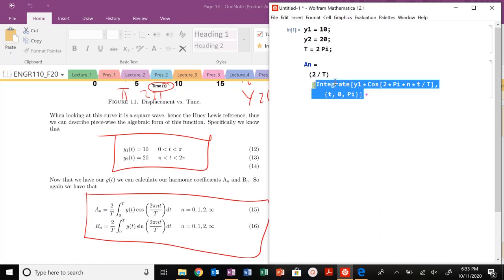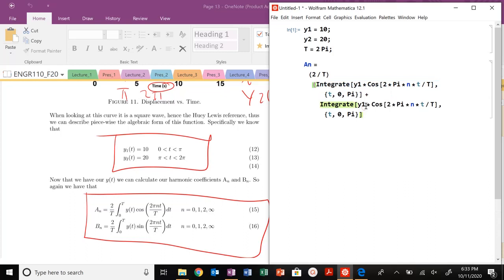Plus, I want the same thing. The only thing that's going to change is my y sub 2. So y sub 2 here. And close it, and this is what we've got. So let's go ahead. Oh, what's my mistake here? You have to change your limits of integration, Josh. Don't make these simple or straightforward mistakes.